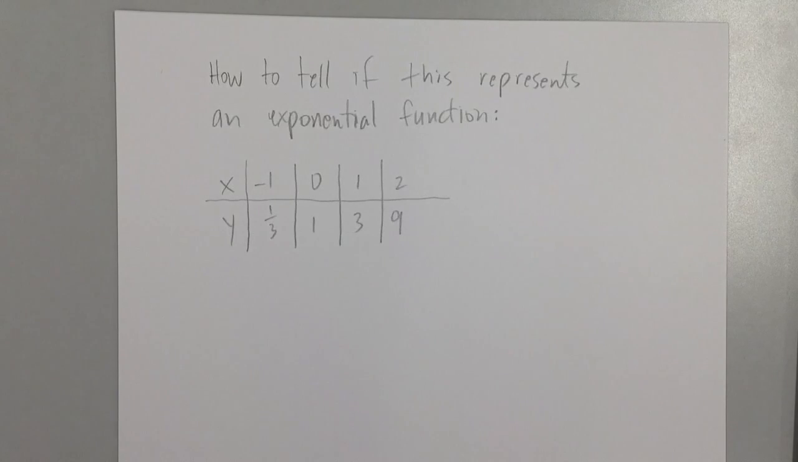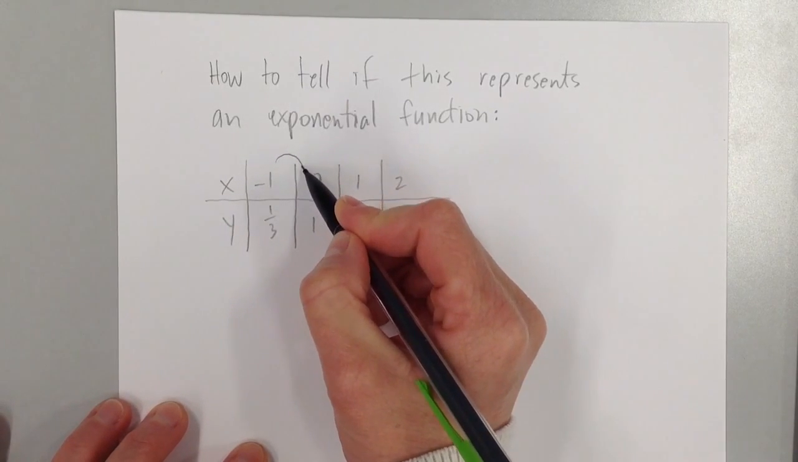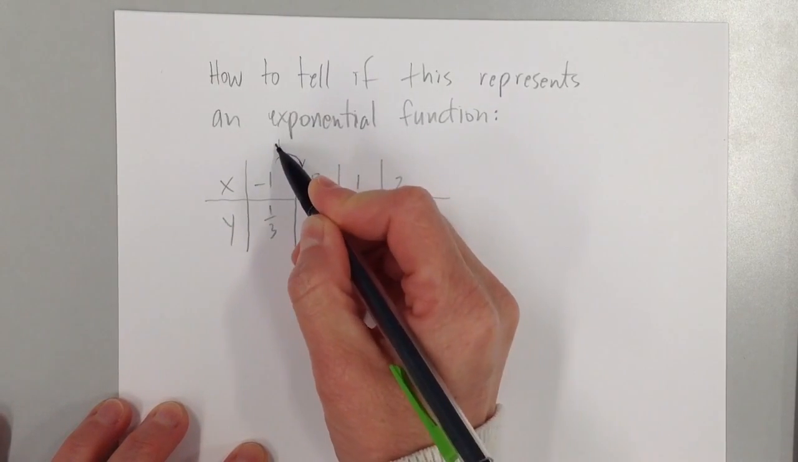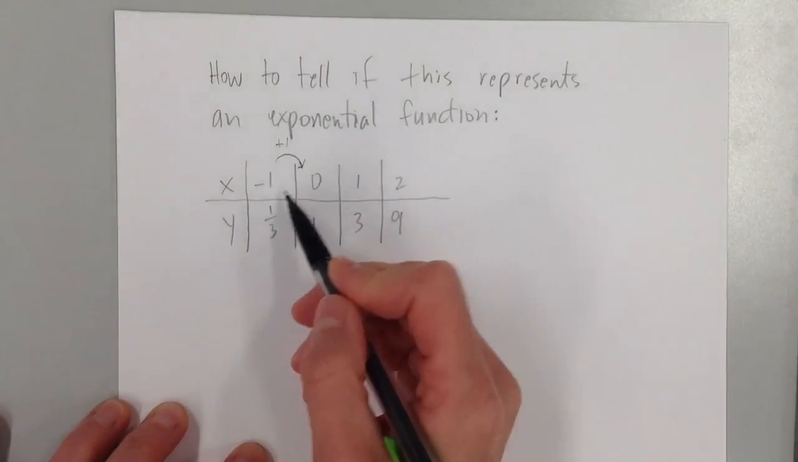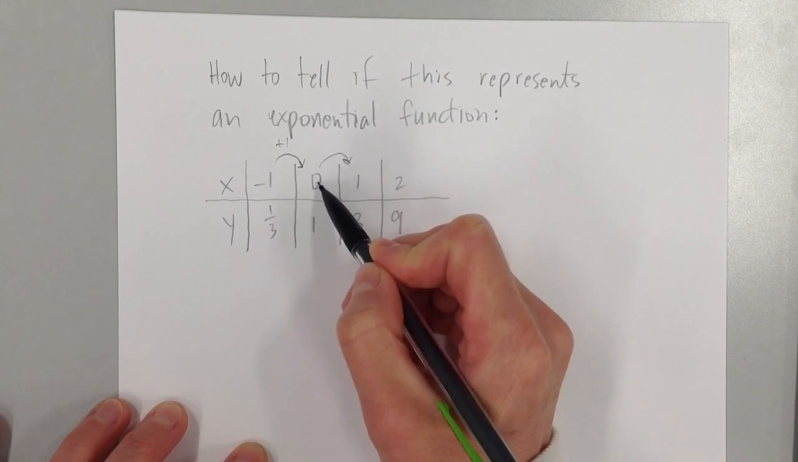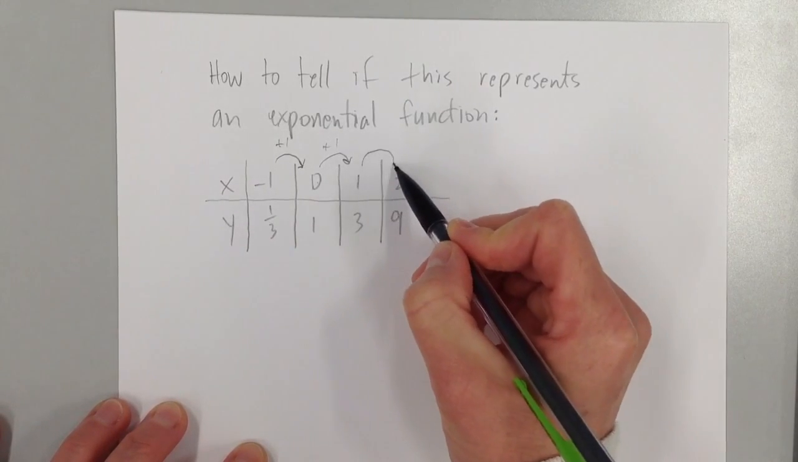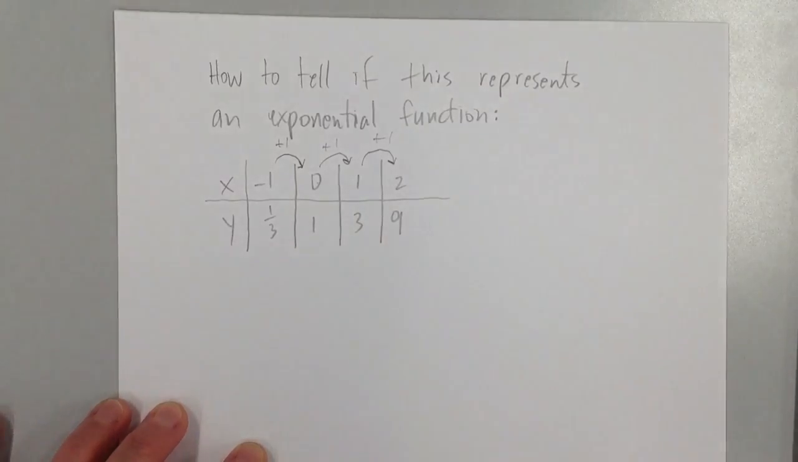Okay, suppose I have a table of values. How can I tell if it represents an exponential function? Well, the first thing that I'm going to do is go to the row that has the x's. We're starting at -1. To get to the next x value, I'm just adding 1 unit. To get from 0 to 1, it's also 1 unit away. To get from 1 to 2, it's also 1 unit away.